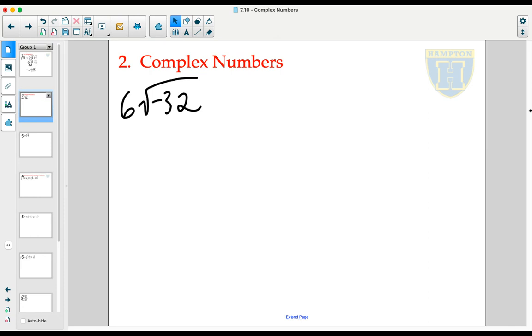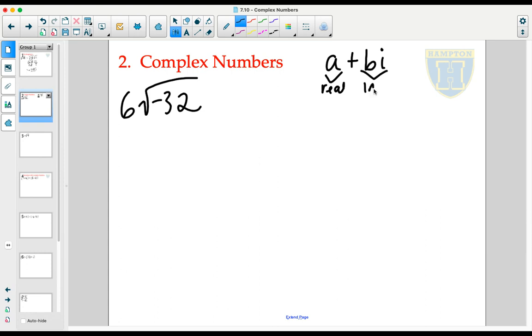Let's use our understanding of the imaginary i to write, simplify, and work with complex numbers. Every complex number that we work with should take the same form, a plus bi. This first part is referred to as the real part of the complex number, and this second part is referred to as the imaginary part of the complex number.